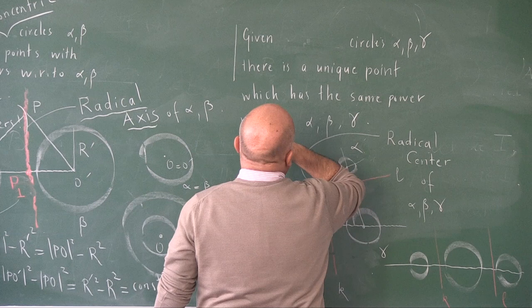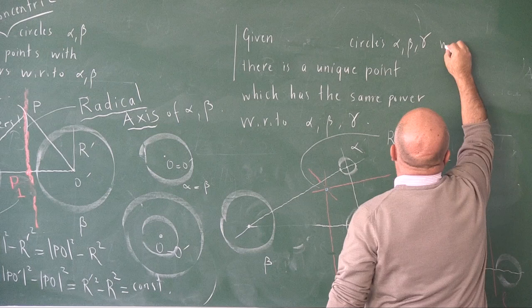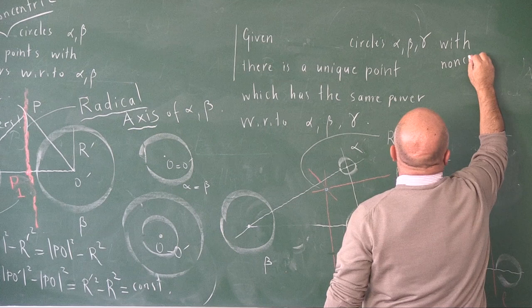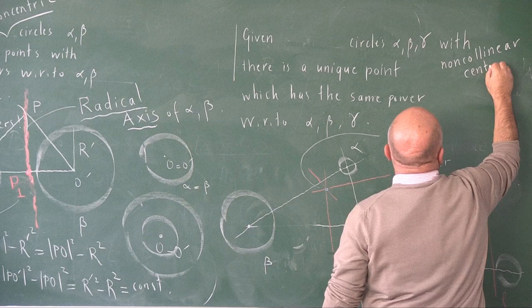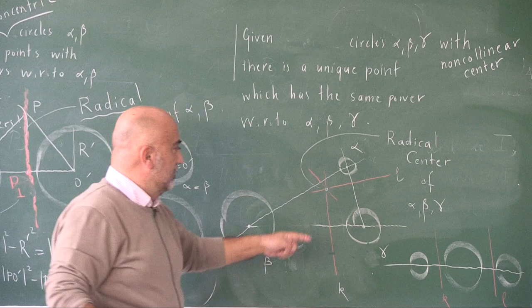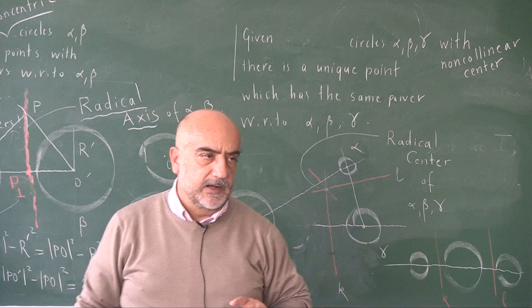I'm sorry. That's circles all the way to with non-collinear centers. So the centers shall not be collinear. So they will be like this. So the centers of the three circles should not lie on a single line. Otherwise it makes no sense.